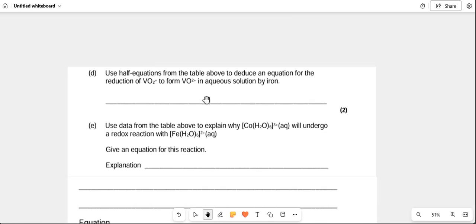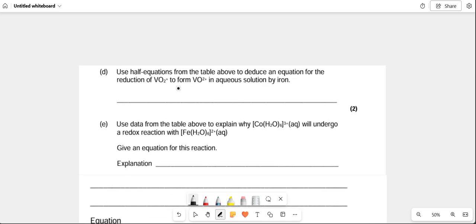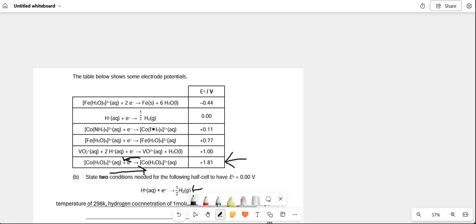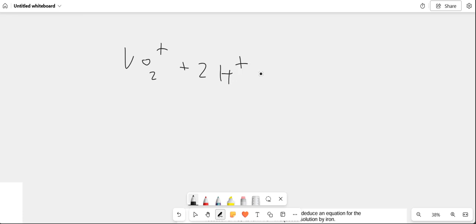Part D: use the half equations from the table above to deduce an equation for the reduction of vanadium by iron. So you're going to need to use two equations. First, the vanadium one, which is over here. Just copy that out. The vanadium equation is VO2+ plus 2H+ plus e- goes to VO2+ plus H2O, just copying it from the table.